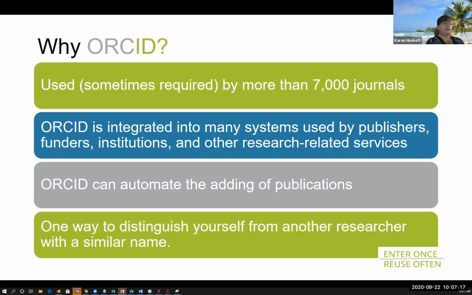And as I mentioned, it can automate the adding of your publications, and you can add them by this point and click system. You can add them manually, which means that even if you have something that is not publicly findable on the web, you can still add it. So some people will add presentations that may not be in a conference proceeding, just so you can keep track of them and actually use ORCiD as an online CV. And as I mentioned, it is a way to distinguish your research from another researcher's work if they have a similar name.